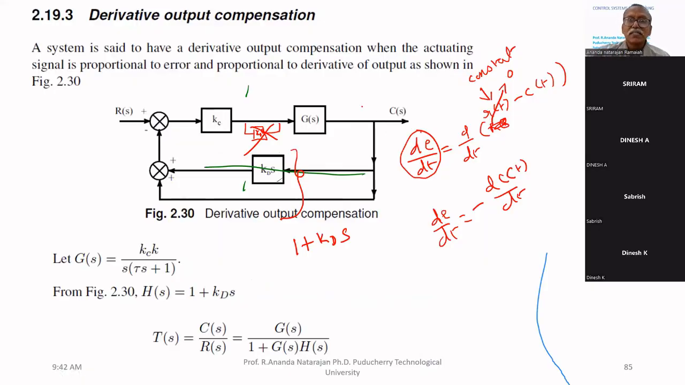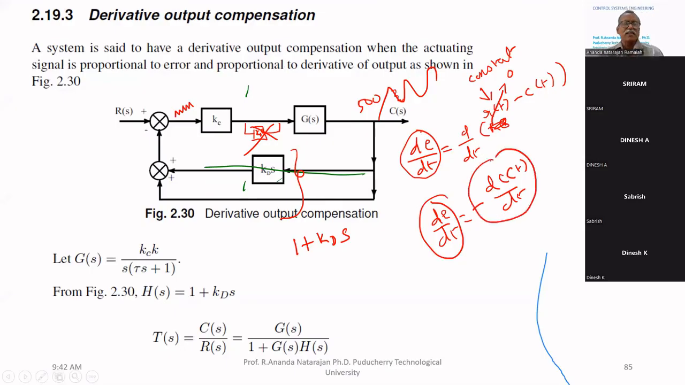Why? Because C is 500. It varies about 500. Here error means very small signal. You cannot distinguish between error and noise. But here C is very big signal. Noise is superimposed on that. So noise cannot dominate here. So instead of using d by dt, here we are using dc by dt. The effect is same.